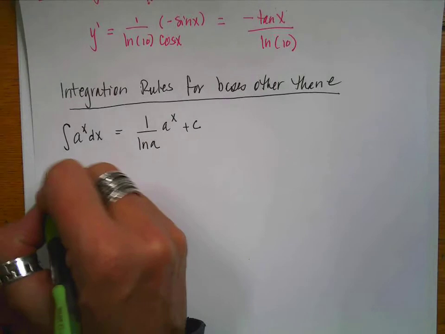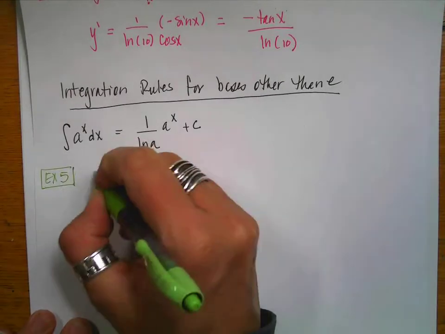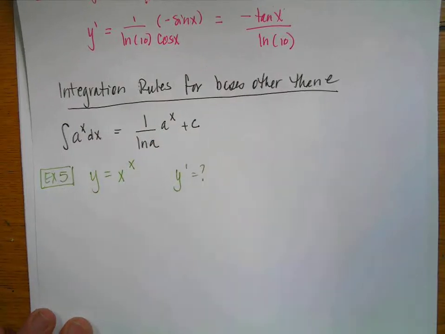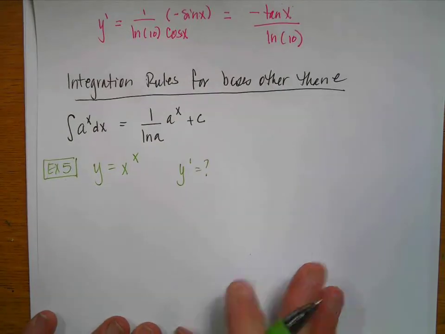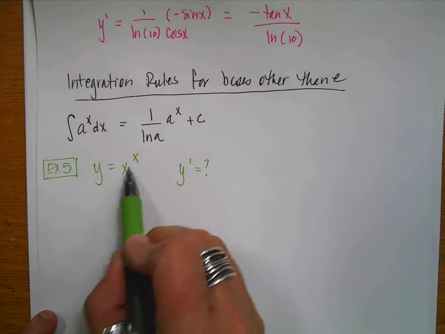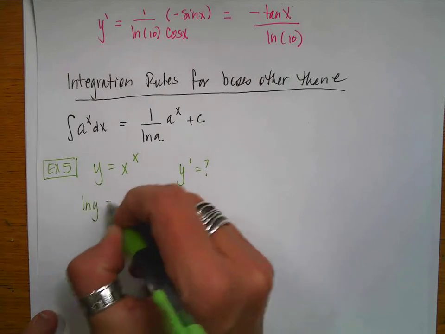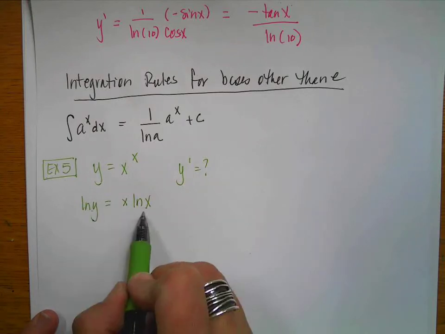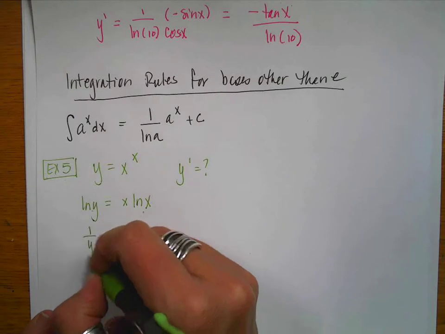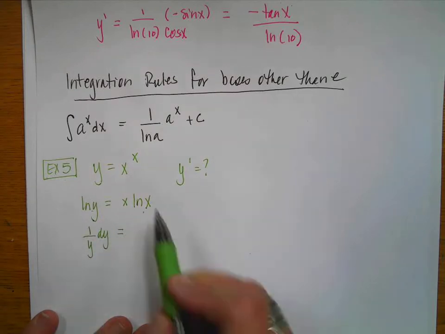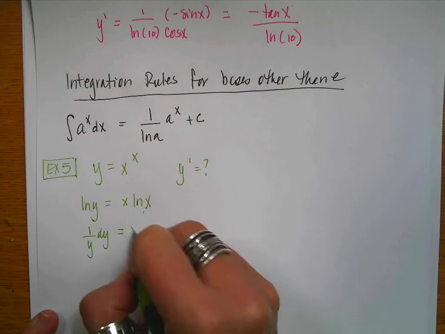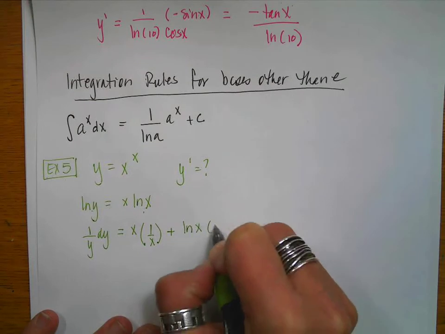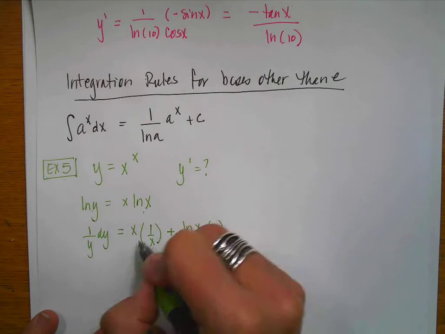So let's do, I think we're up to example number 5. And I have y is equal to x raised to the x, and I want to find y prime. Okay, so there's not really a set rule for this, so I'm going to take the natural log of both sides. So I'm going to say the natural log of y is x natural log of x. Okay, now I could take the derivative of both sides. 1 over y dy is equal to, and this becomes the product rule, the first thing times the derivative of the second plus the second thing times the derivative of the first.